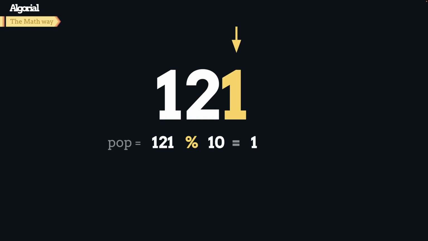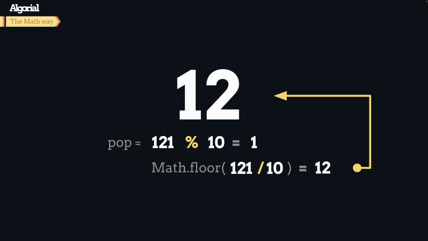Next, we need to update the number itself, right? Because we just popped the rightmost digit from it. For that, we can use math.floor on the number that we will divide by 10. So in case of 121, we will have 12.1, which will round to 12, the first two digits in that case. Now we will reassign it back to the original number.